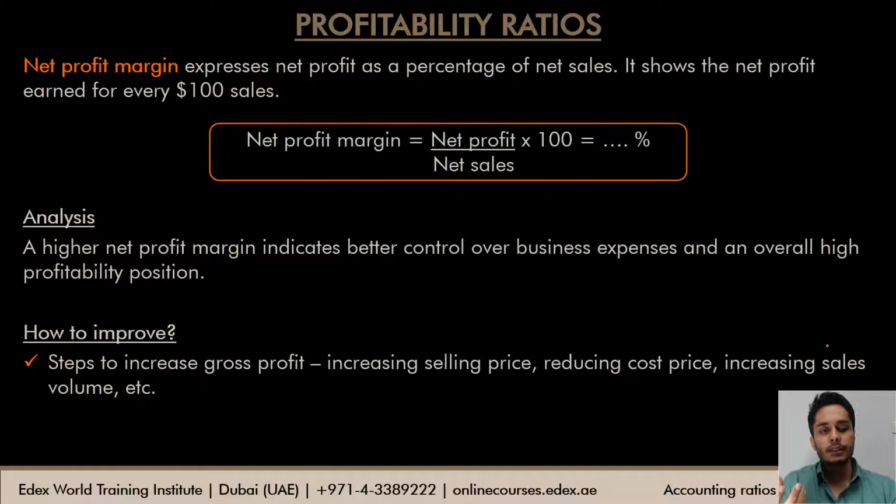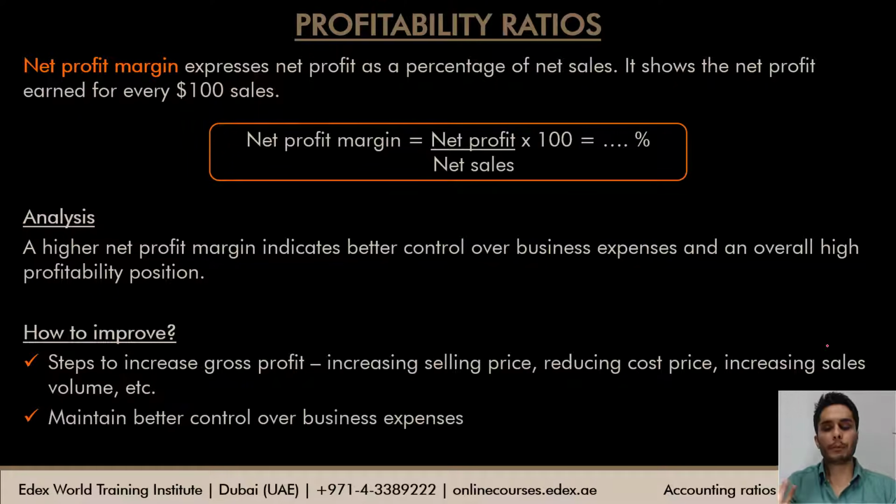So first step in improvement is steps that you have to take to increase the gross profit. Now, this could be by increasing the gross profit margin or by increasing the volume of sales, etc. Next would be to have better control over business expenses so that your eventual net profit is high.